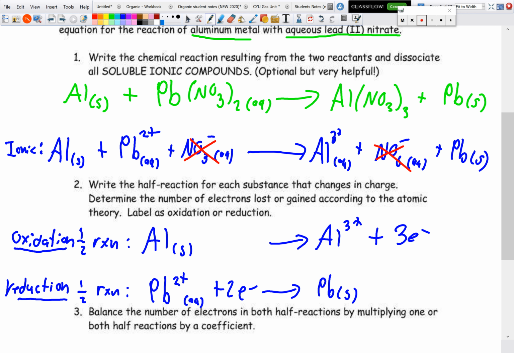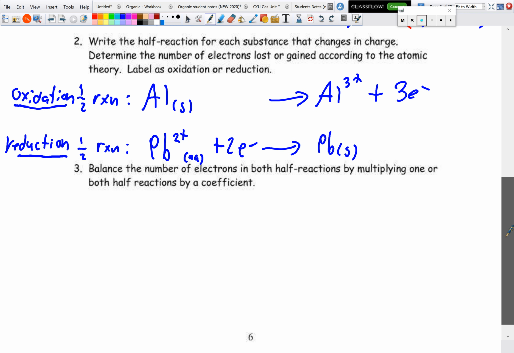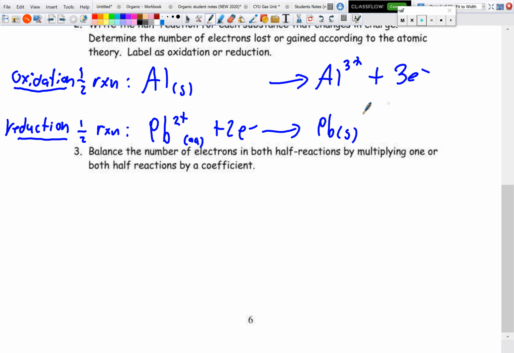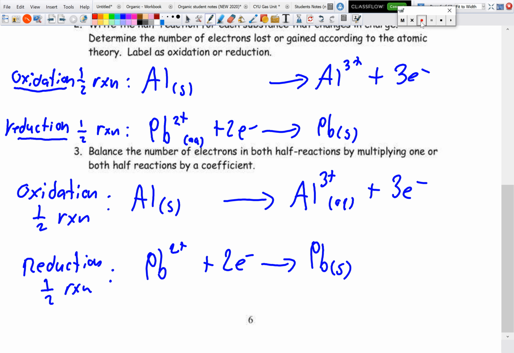So by just pulling them out and figuring out what's happening to each one, I then figured out what my half reactions are. Now, step number 3, once we get our half reactions, we balance the number of electrons in both half reactions by multiplying one or both half reactions. So same thing, I'm going to write these out again. So I just rewrote them so they look like this. Now I need to figure out how many electrons each need to transfer so they equal out. So our oxidation half reaction, the aluminum, there's 3 electrons, and our reduction half reaction, the lead, there's 2 electrons.